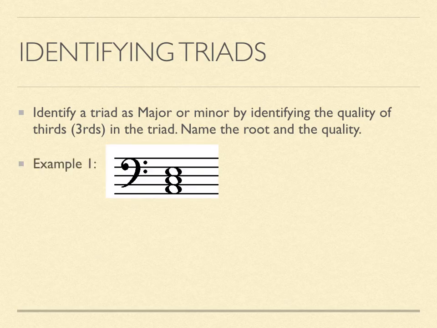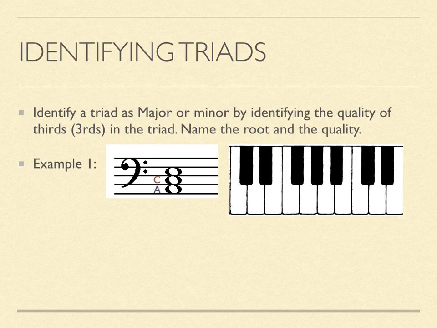Here's our first example. So we have A on the bottom and C is the third. So we're going to determine the quality between A and C. So we need our keyboard, we find A and C, and we count the number of half steps. 0, 1, 2, 3. That's a minor third.